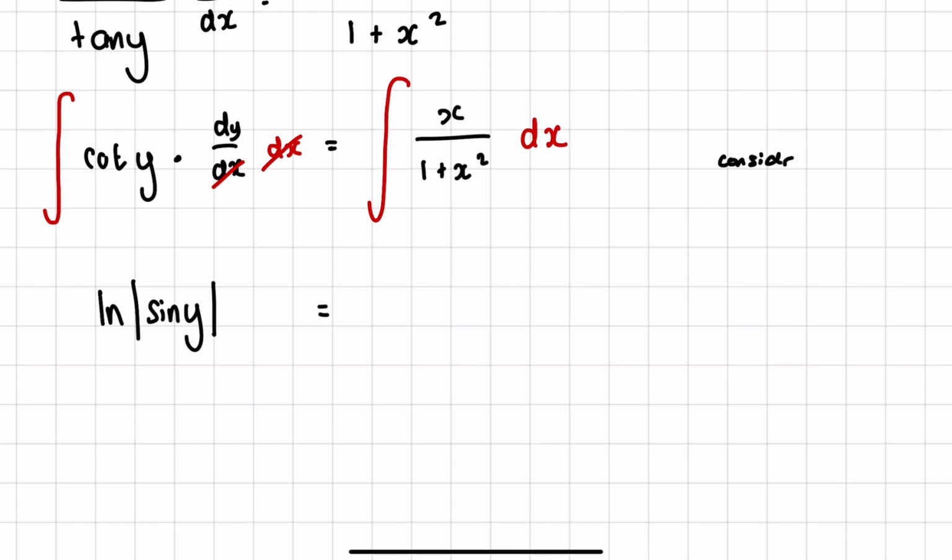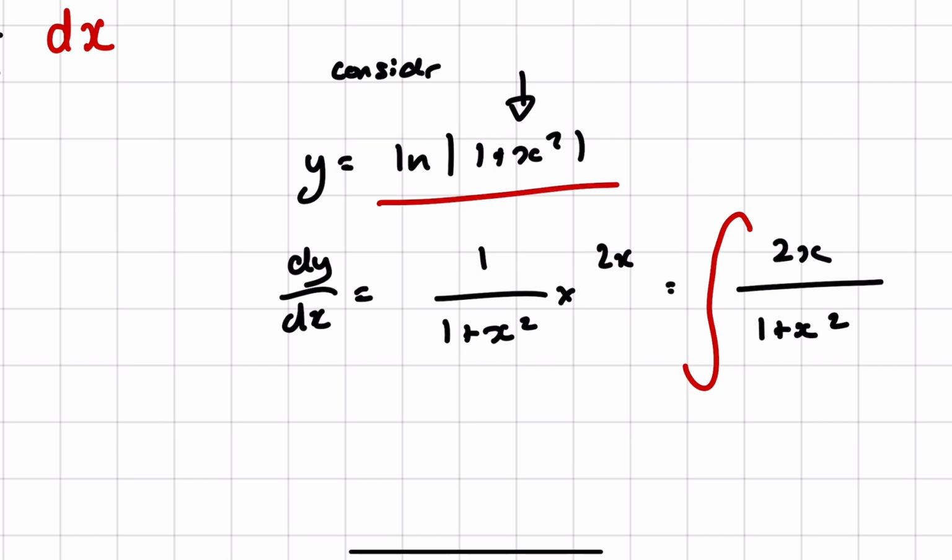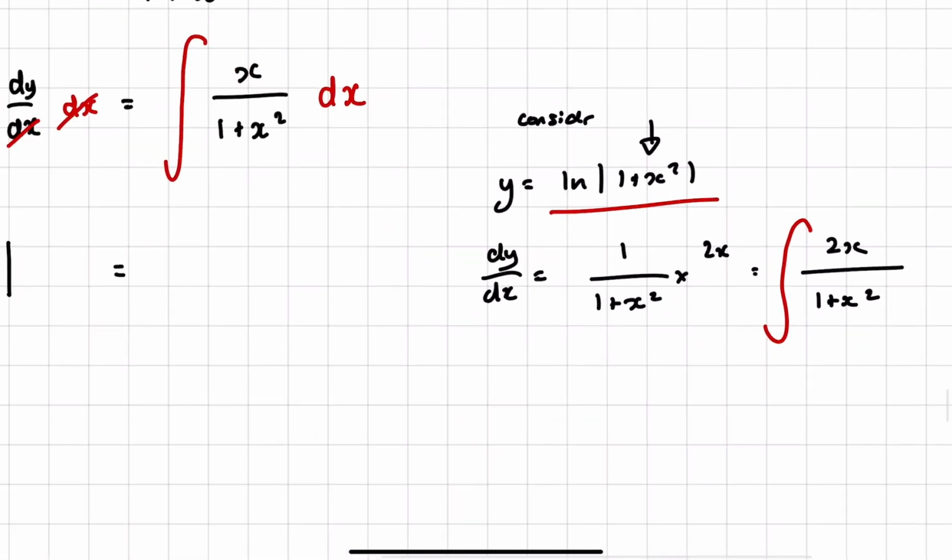1 over x goes to natural log. So y equals natural log of 1 plus x squared. So dy over dx is 1 over 1 plus x squared multiplied by the derivative, which is 2x. So you get 2x over 1 plus x squared. What that means is the integral of that equals that. Okay, so we're very close.